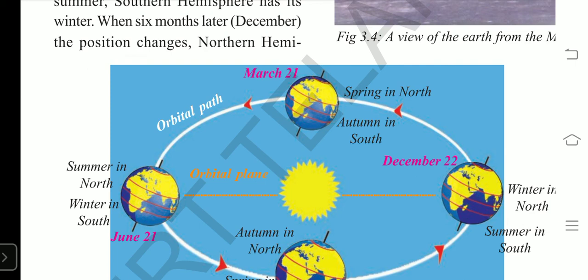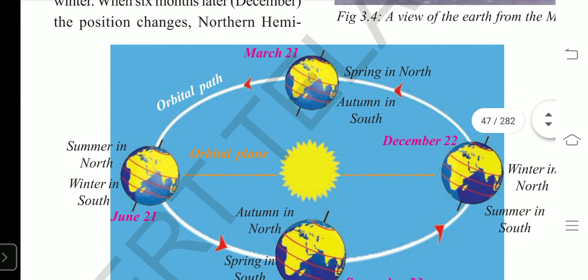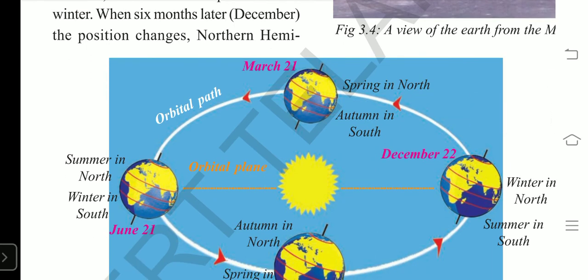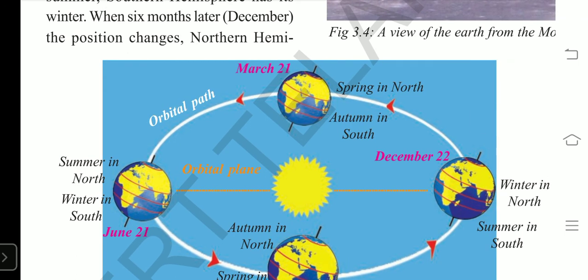We have to find out what is the relation between the earth's revolution and the change of the seasons, right? So, when earth revolves around the sun, when it is exposed to sunlight, you will see that the part of the earth which is exposed to the sunlight is different when it goes to another part.